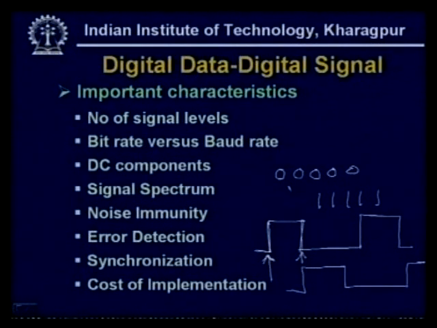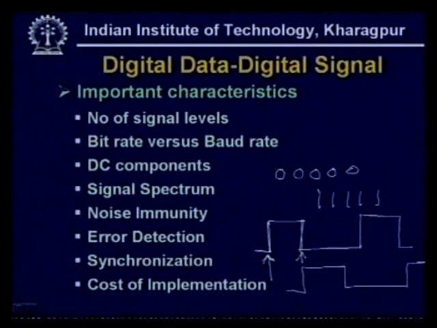If the encoded signal does not have enough transitions, then the phase lock loop will not be able to regenerate the clock. So, it is necessary to have enough transitions in the signal for the purpose of synchronization. So, while doing encoding, we have to take this synchronization aspect into consideration. Finally, we have to see the cost of implementation, because ultimately you have to encode the signal at minimum cost. So, these are the important characteristics you have to look into for encoding.